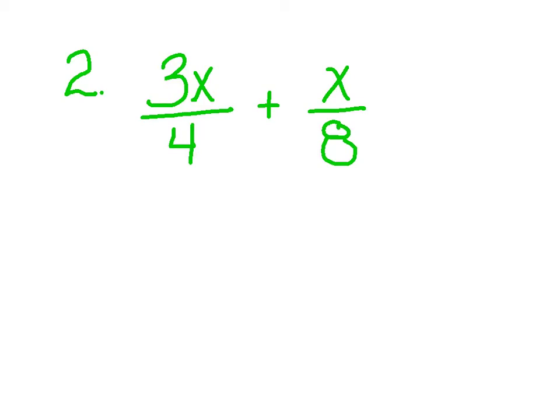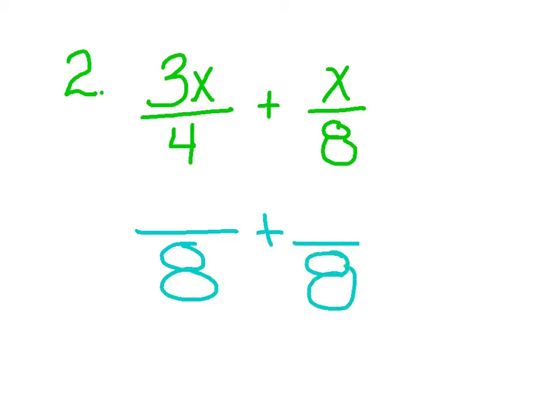Now, you might be thinking, well, why not 4? Well, they're both divisible by 4, and 4 certainly goes into 4, but 8 does not go into 4. So again, I'm looking for a number that they both go into, and 8 is the smallest one that works. So I'm going to rewrite each fraction with a denominator of 8.